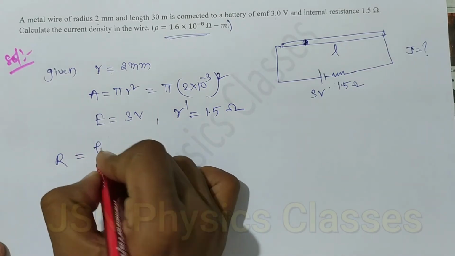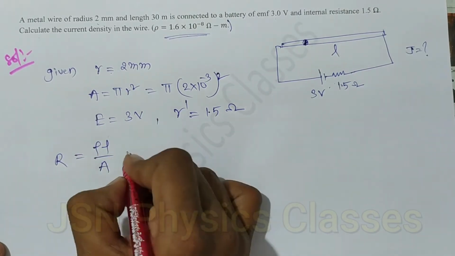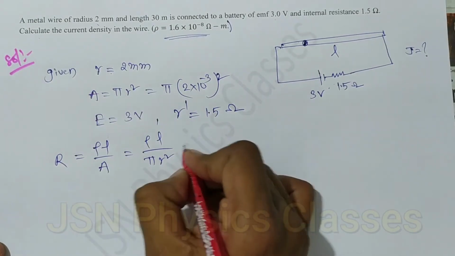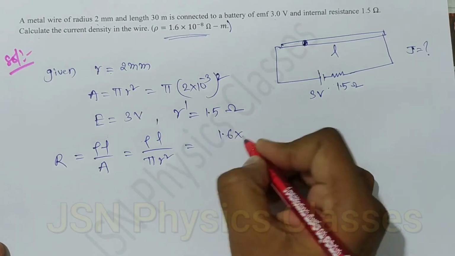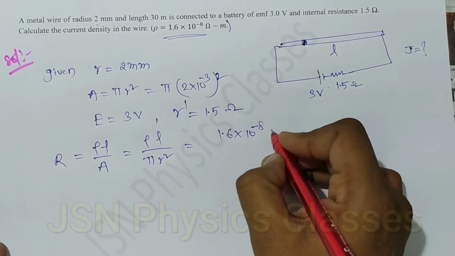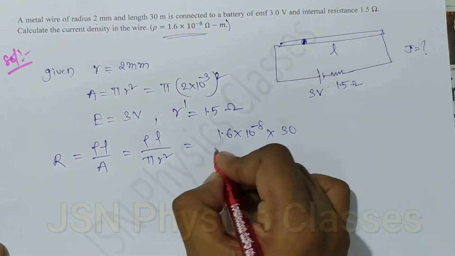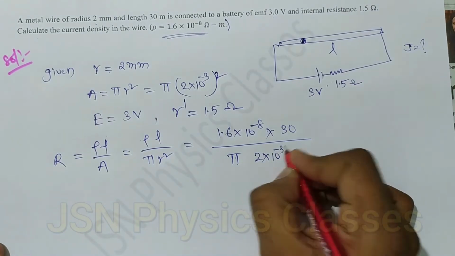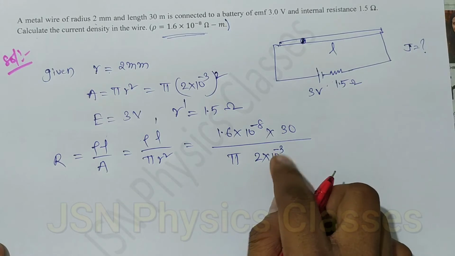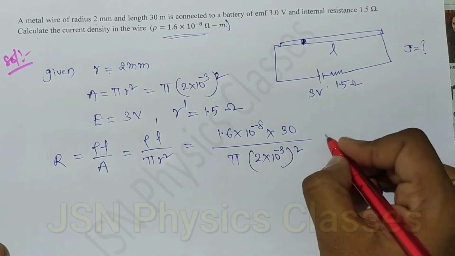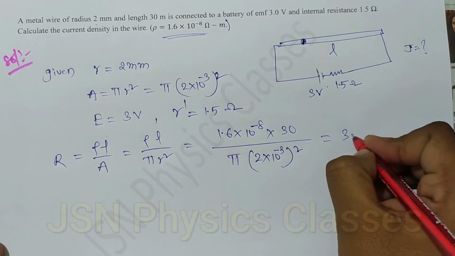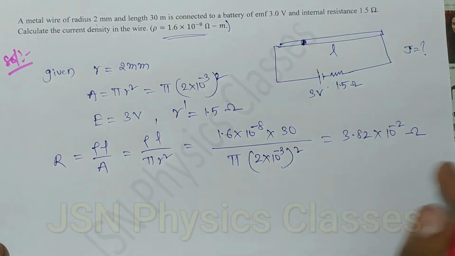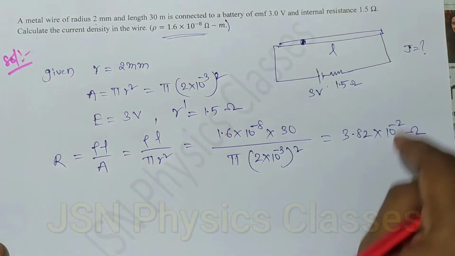Resistance R is equal to rho L by A, where A is pi r square. The rho value is 1.6 into 10 to the power of minus 8, into length 30 meters, divided by pi into the radius, 2 into 10 to the power of minus 3, converting millimeters into meters, whole square. If you simplify this, you will get 3.82 into 10 to the power of minus 2 ohms. This is the resistance of the given wire.